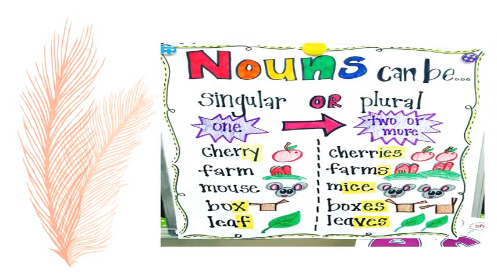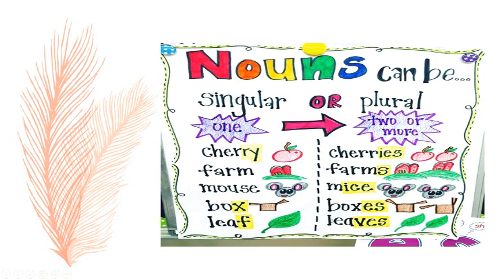Okay? So again, nouns can be singular or plural. Singular is one, plural is two or more. Examples which are now shared are different from the earlier ones. Cherry becomes cherries, just like butterfly was changing to butterflies. Farm changes to farms. Mouse, one mouse. Mice, when there are more than one, two, three, four, or any number. So mouse word completely changes to a new word, M-I-C-E.